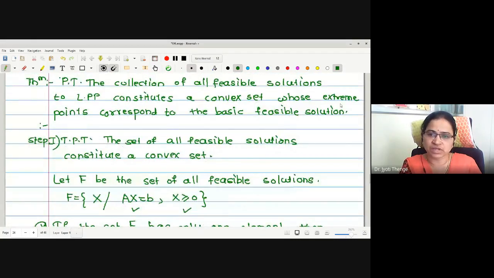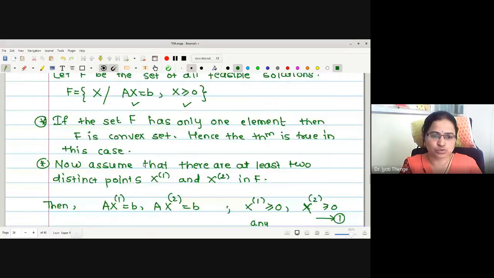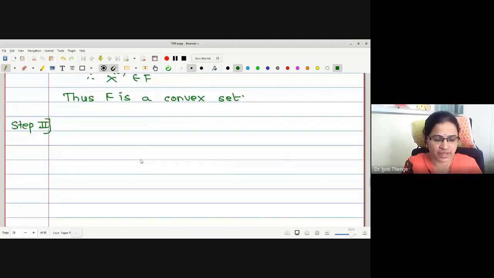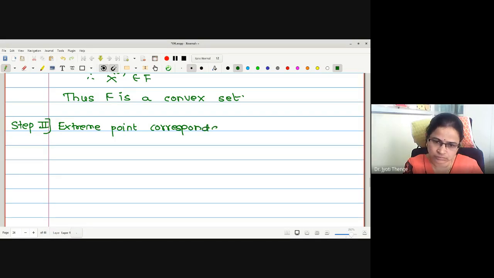In the second part, we were asked to prove that extreme points correspond to basic feasible solutions. Therefore, I will write step 2 as extreme point correspondence. What we have to show is that we will start with a basic feasible solution, and we will show that this basic feasible solution is an extreme point, or is obtained at an extreme point.